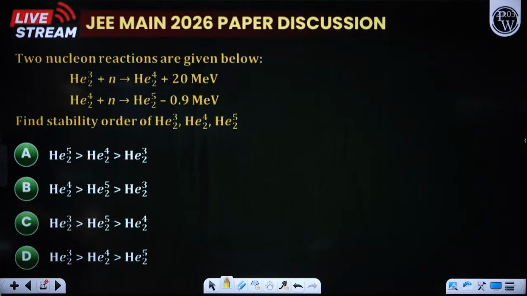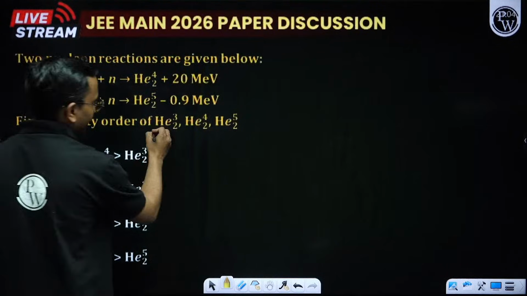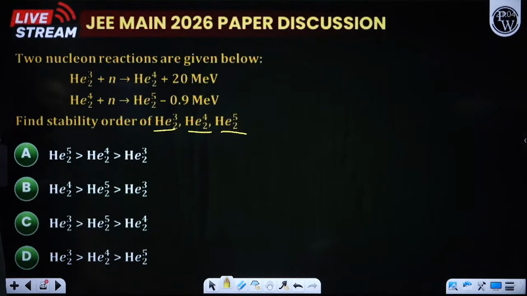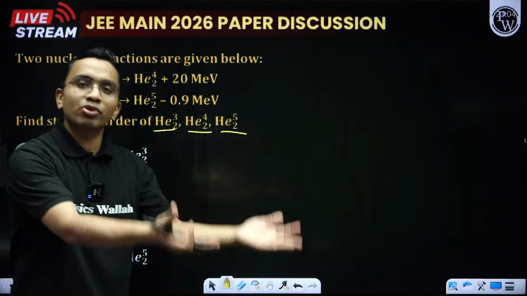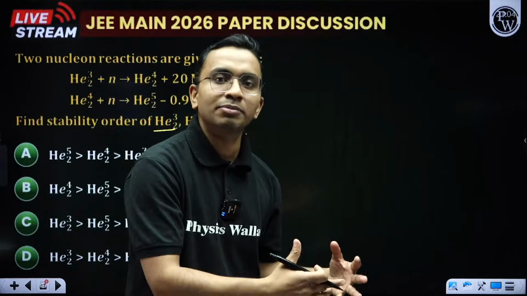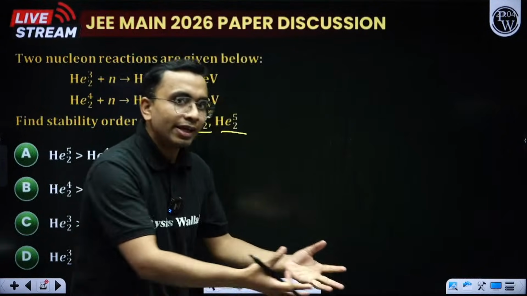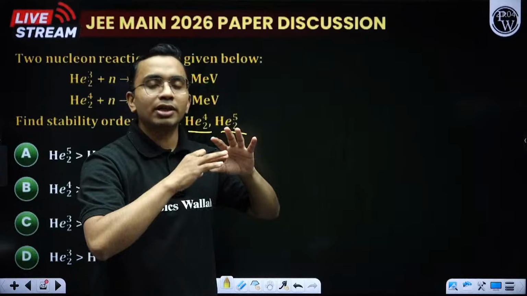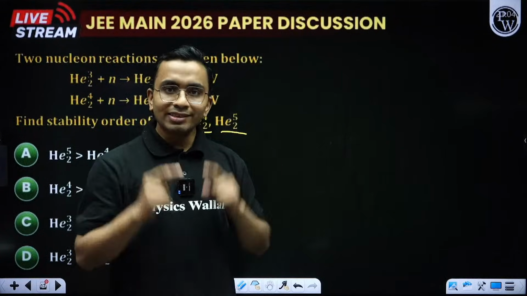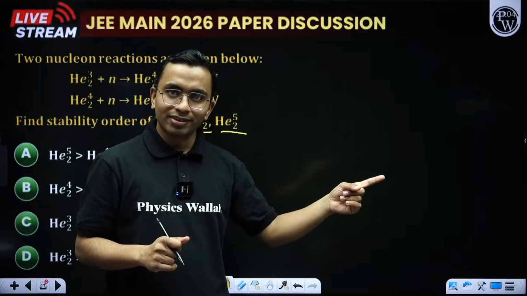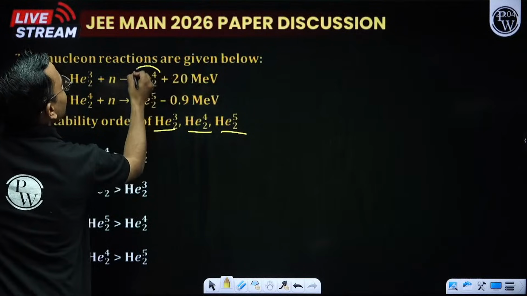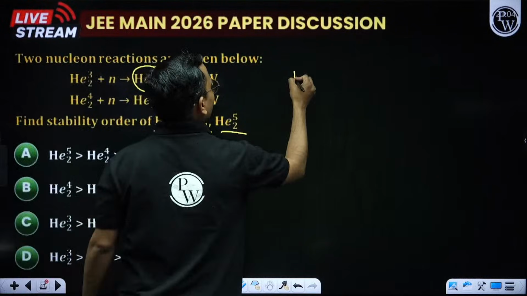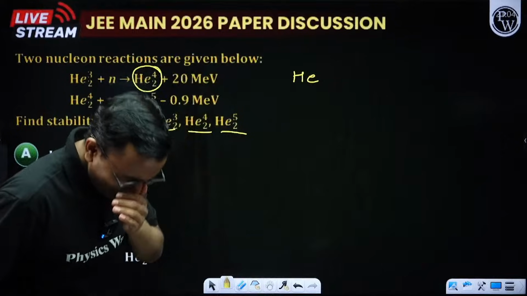Two nuclear reactions are given below. Find the stability order of these three nuclei. Now if you see, when some nucleus releases energy, it means it becomes more stable. If some nucleus is taking energy for the reaction, it means it becomes less stable. Lesser the energy, greater is the stability. You remember that? Okay. So now this releases the energy to become this. It means this is more stable. So my He, sorry.